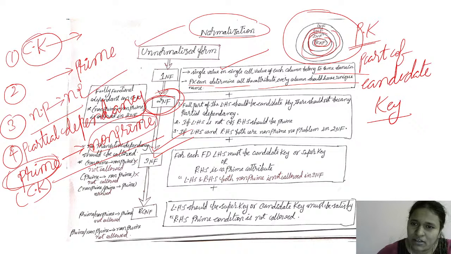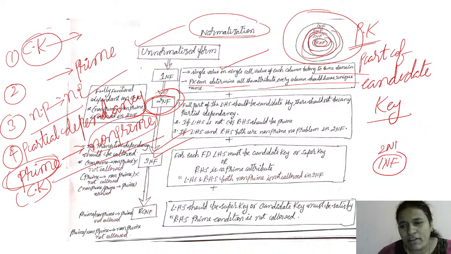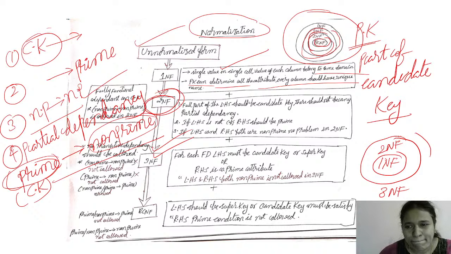No, I think this is, if a relation is in 1NF, then it will be in 2NF. If a relation is in 2NF, then it will be in 3NF. No, which is right? Sorry, I will see.